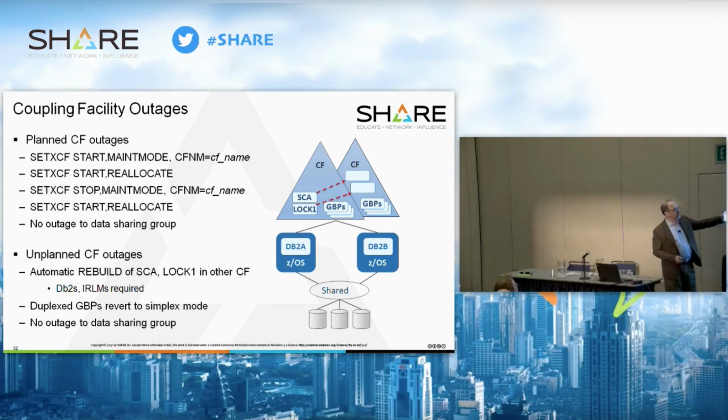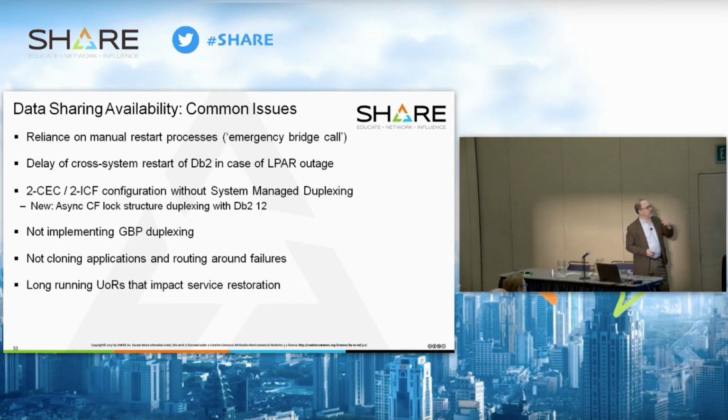For coupling facilities, if we have a planned or unplanned outage of the CF, we are able to rebuild those structures over to the other CF. So all of the DB2 members, the master address spaces, will rebuild the SCA. All of the IRLMs will help rebuild the lock structure, and we build them into space that's been left for them on the other CF. If we're doing it planned, there are some commands to move the structures back and forth in an organized fashion. If it's unplanned, as long as the IRLM and the DB2 are available, they can do the rebuild. So common issues are relying on manual restart and that emergency bridge call.